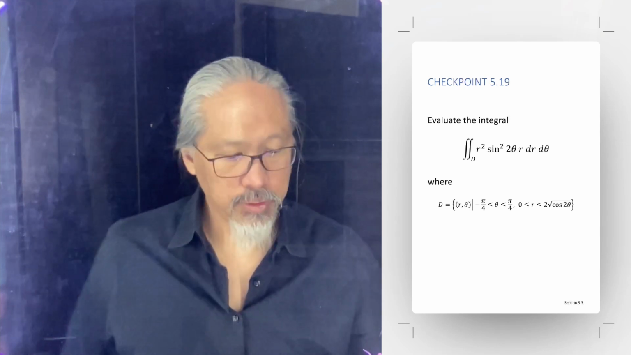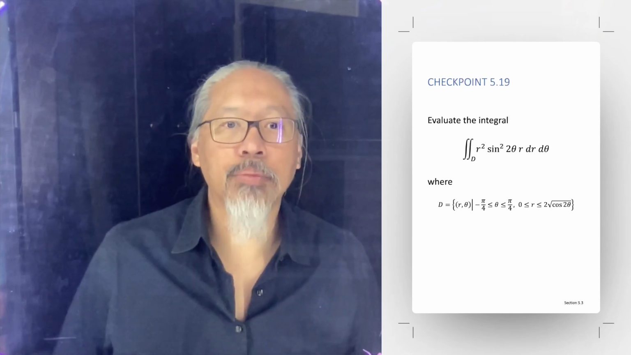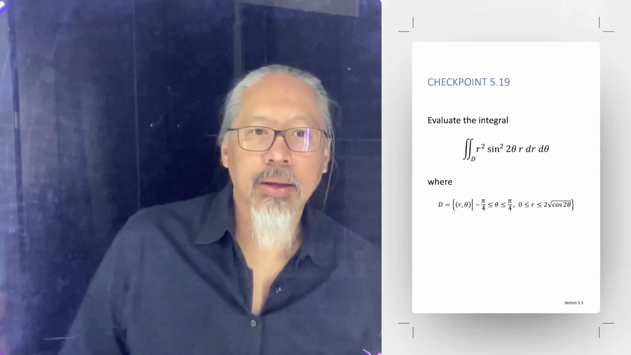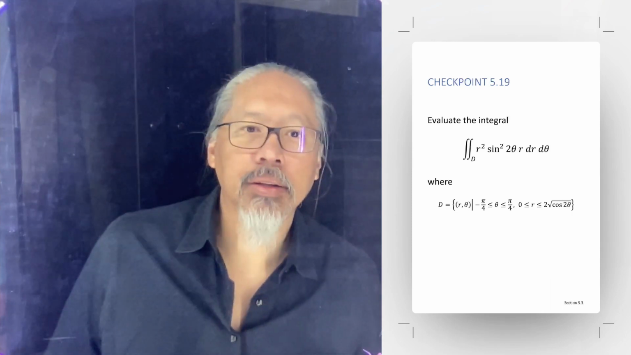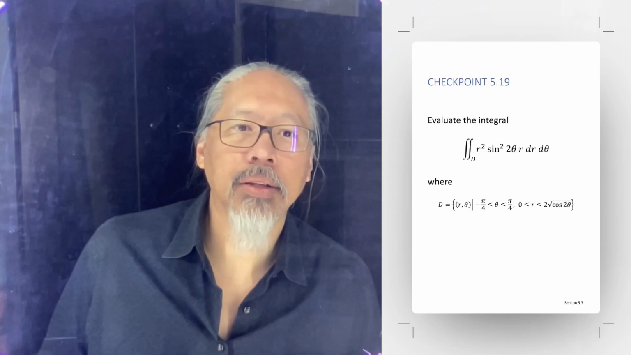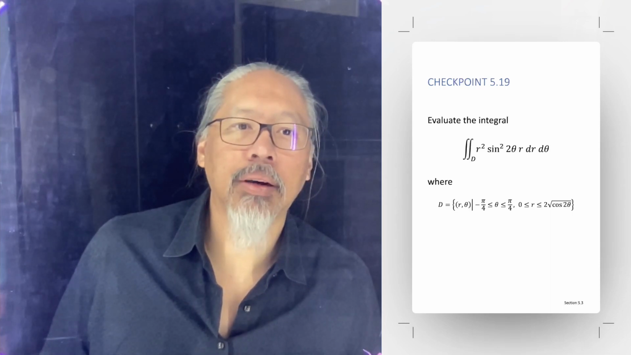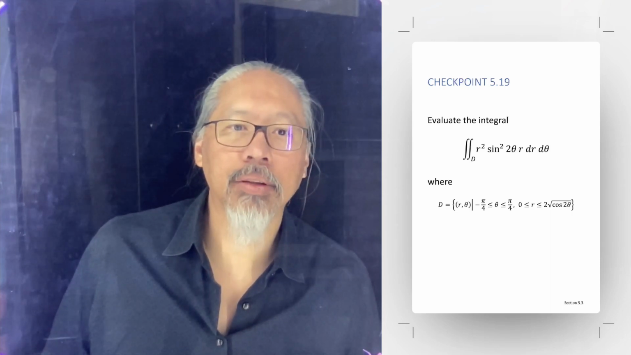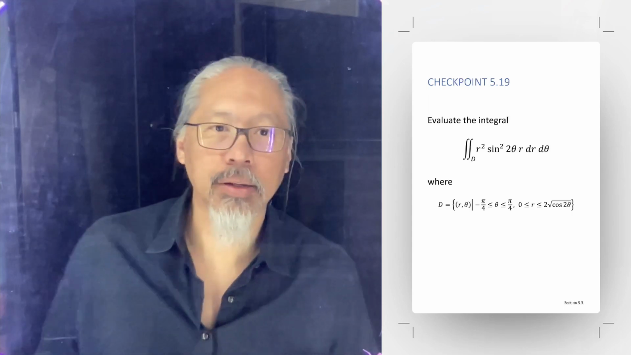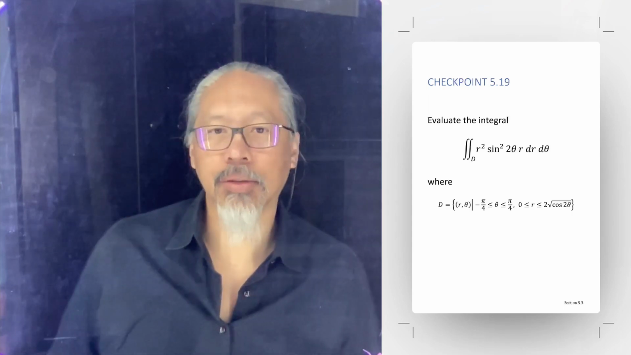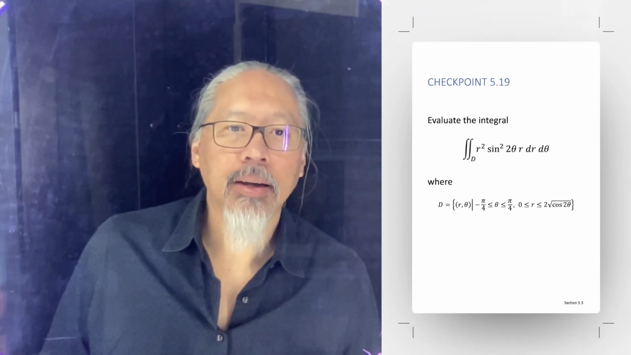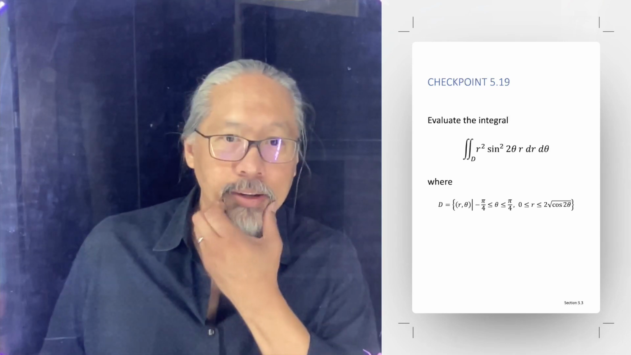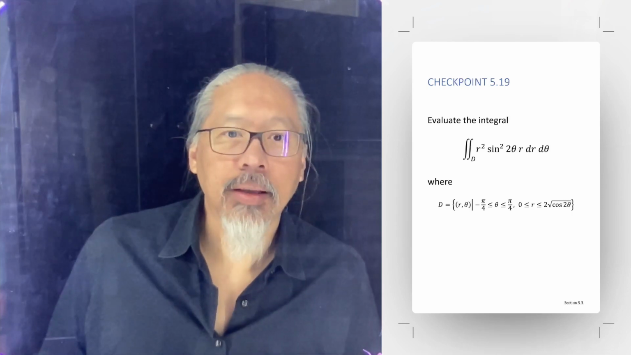Hello, we're going to be doing checkpoint 5.19. In this checkpoint, they want us to evaluate this double integral: r squared times sine squared theta, r dr d theta. So it looks like it's already in dr d theta. There's no need for transformations from Cartesian to polar, and in fact, it looks like the r is already built in.